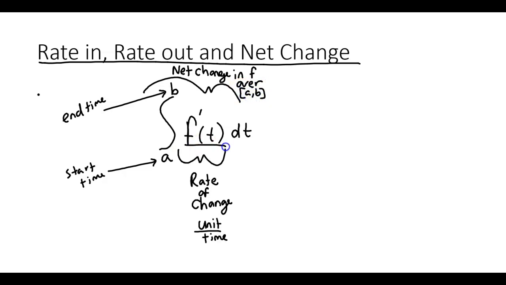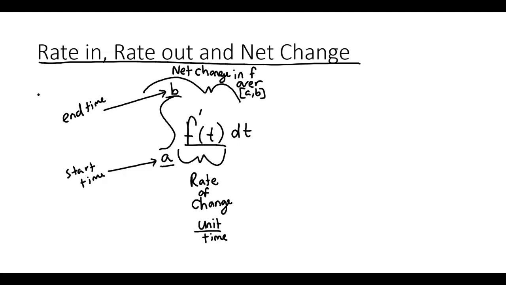So if we know how fast the bicyclist is going and we integrate that from 0 seconds to 10 seconds, that'll tell us how much the bicyclist's position, which is the antiderivative of velocity, how much the bicyclist's position has changed over that time period. Okay, and we call that net change.